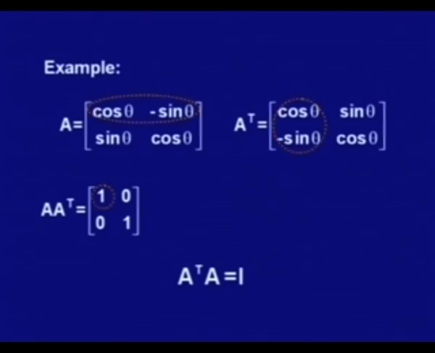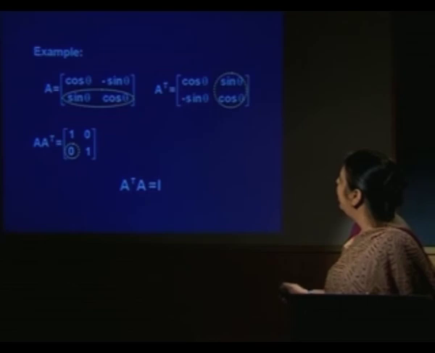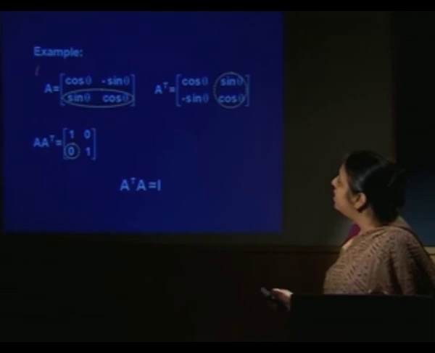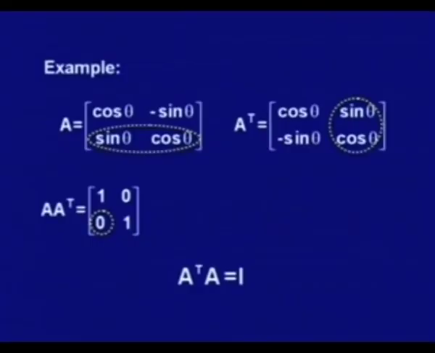Similarly, if you multiply this sin theta cos theta by sin theta cos theta, this column will have 0. And finally, when sin theta is multiplied by sin theta, we get sin square theta, and cos theta multiplied by cos theta gives cos square theta, and the result is 1. So, A transpose A is nothing but the identity matrix. So, we can say that the matrix A is an orthogonal matrix.